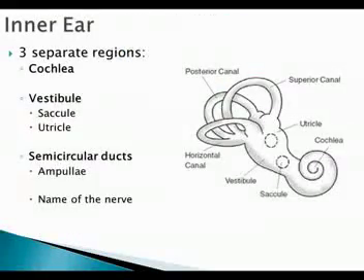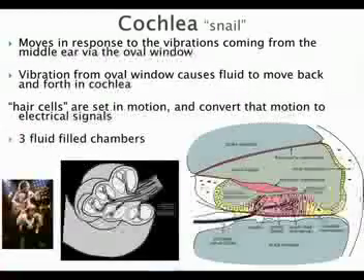And the inner ear is composed of three separate regions: the cochlea, the vestibule, and the semicircular ducts. So you can guess where the vestibulocochlear nerve gets its name. It's from these structures. And we're just going to talk about the cochlea in part one, and then in part two we'll be focusing on the vestibular system.